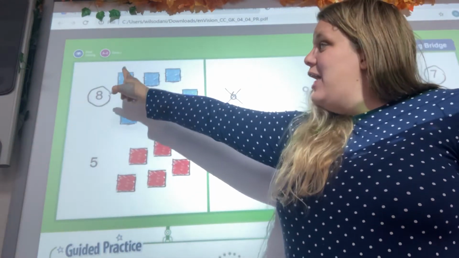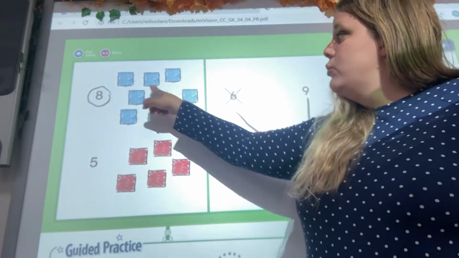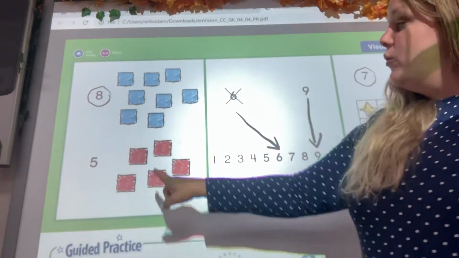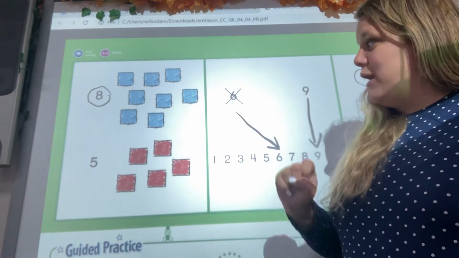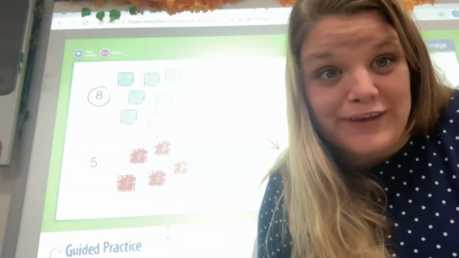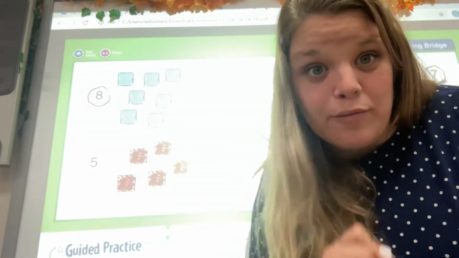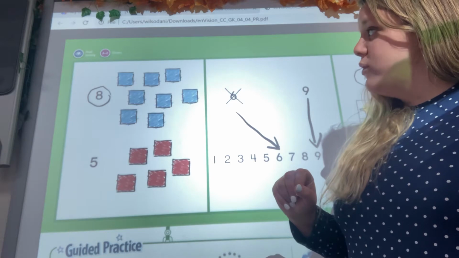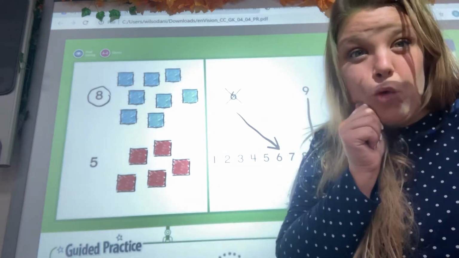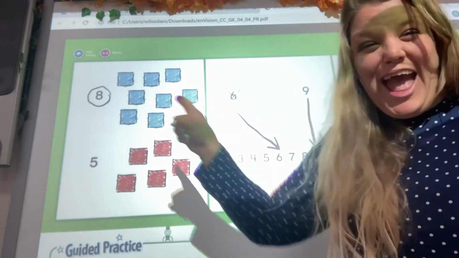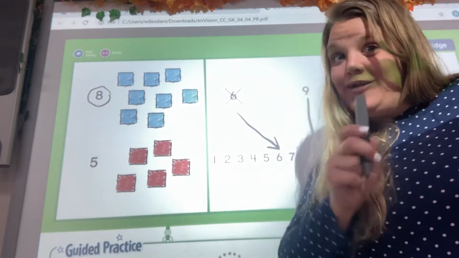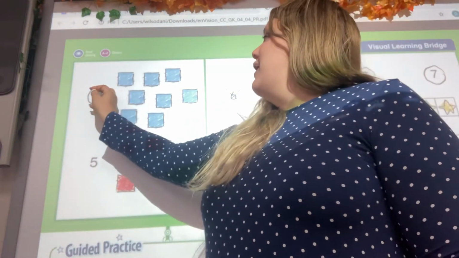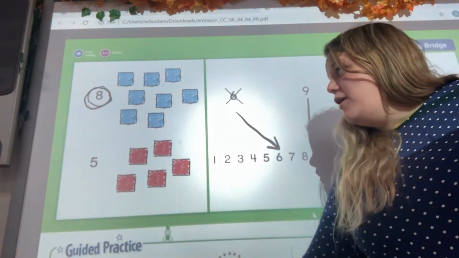I had 8 and I drew out 8 blue squares. The next other number was 5. So I drew out 5 red squares. It might be helpful today to have more than one color available to you. After drawing it out, I decided which one was more. Which one's more? 8. And we know from our class, what do we do when it's more? Circle it. 8 is more. 8 is greater than 5.